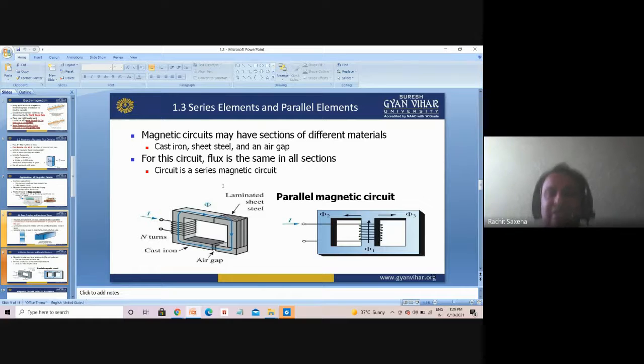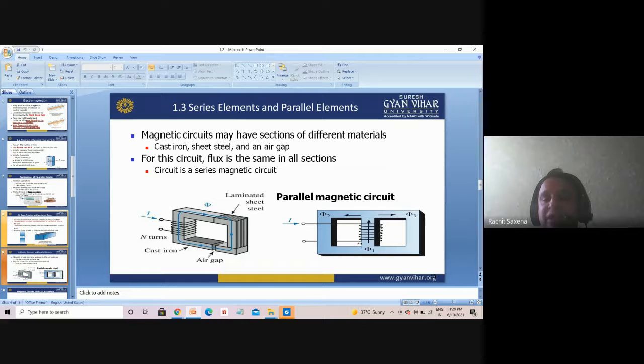In a magnetic field, the flux can be the same in all directions. See here, if I am inducing a flux here, why am I inducing it? Current is flowing, turns are there, it is made of cast iron, Ni, that is ampere turn, reluctance in the area, flux is there. So the flux moves like this, and the same flux will be there. If the flux is the same in all sections or all directions, then it is known as a series magnetic circuit. Hope you understand this.